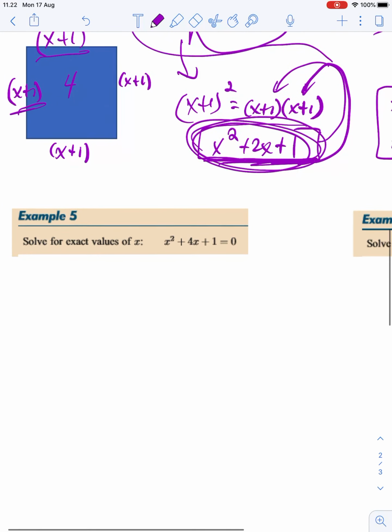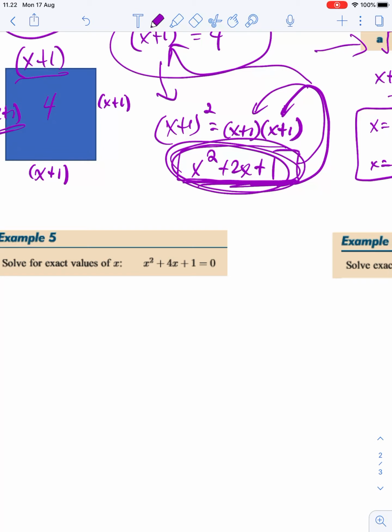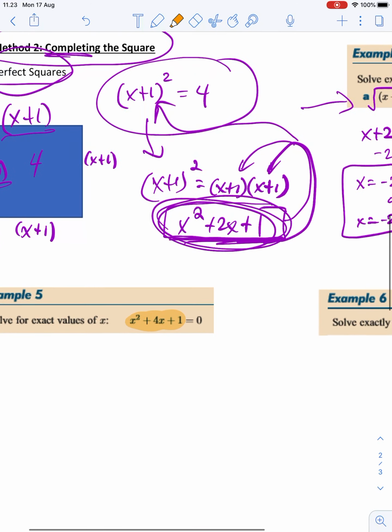Example 5, if I tried to factorize this, it would be challenging. There's no greatest common factor. I can't find x plus what times x plus what. I don't know what that is. So what I'm going to try and do is complete the square. Here's what you have to do. You want to get this side of the equation to be a perfect square trinomial, and this over here will be probably some number, probably not 0.